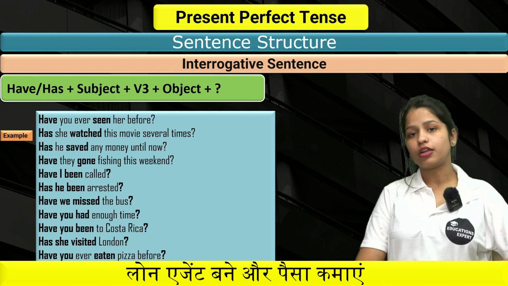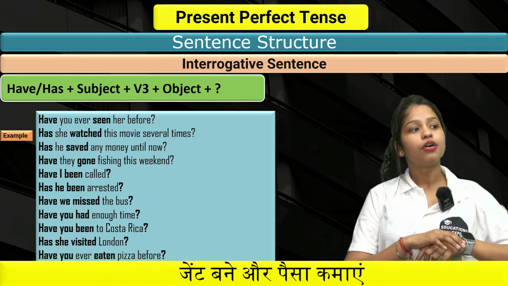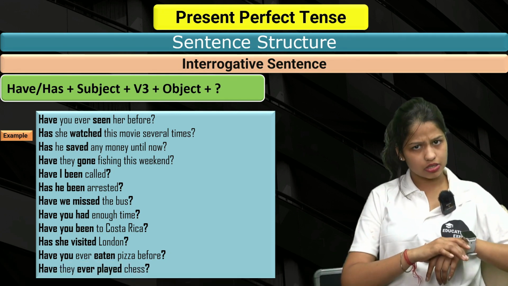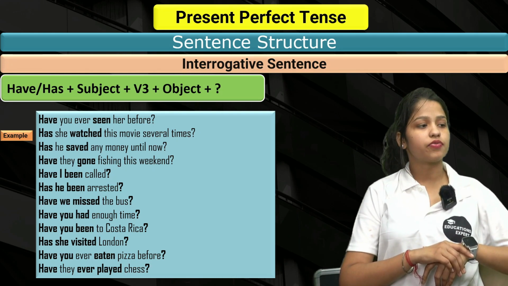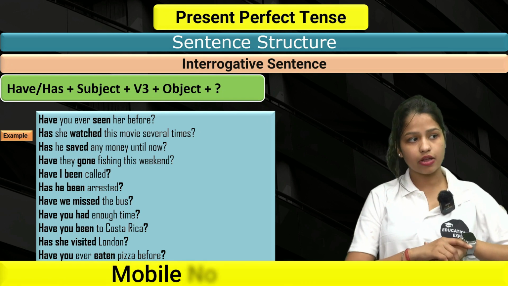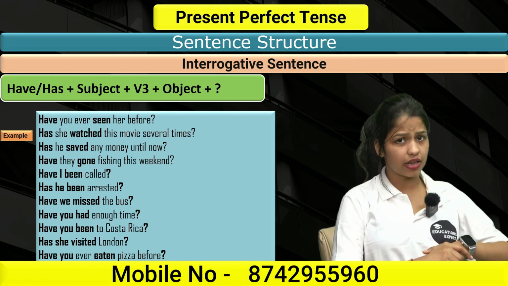We count you and I in plural subjects. So, have you ever seen her before? Has she watched this movie several times? Next up we have, has he saved any money until now?